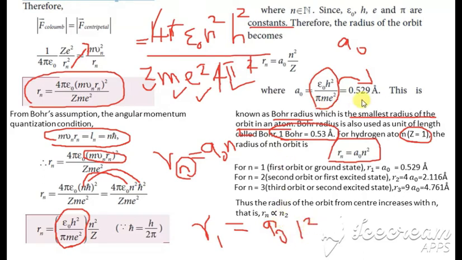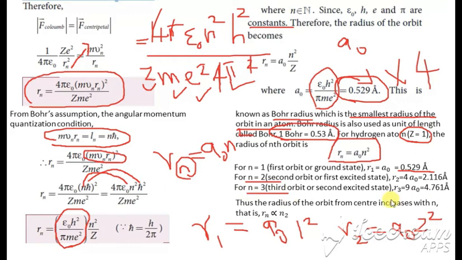So the value of a naught is 0.529. So it is just 0.529, which is r1. Next is for n equal to 2. In the same way r2 is equal to a naught into 2 square. 2 square is 4, so this value into 4. Same way, when n is equal to 3, r3 is a naught into 3 square, which is 9, and so we get this value. So Rn is proportional to n square.